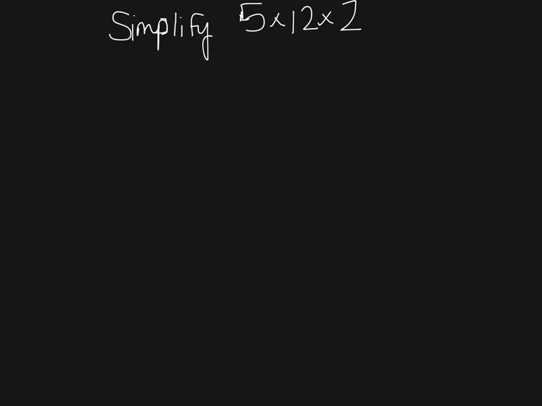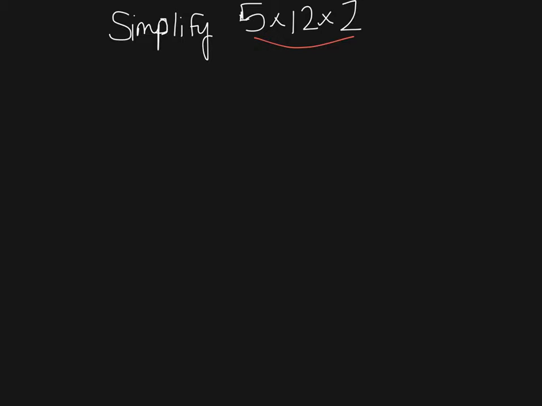Simplify 5 times 2 times 12. Now, I'm looking at this and saying my first step I think I want to do is multiply the 5 and the 2 together, because multiplying things by 10 is easier than multiplying things by 2 or 5.